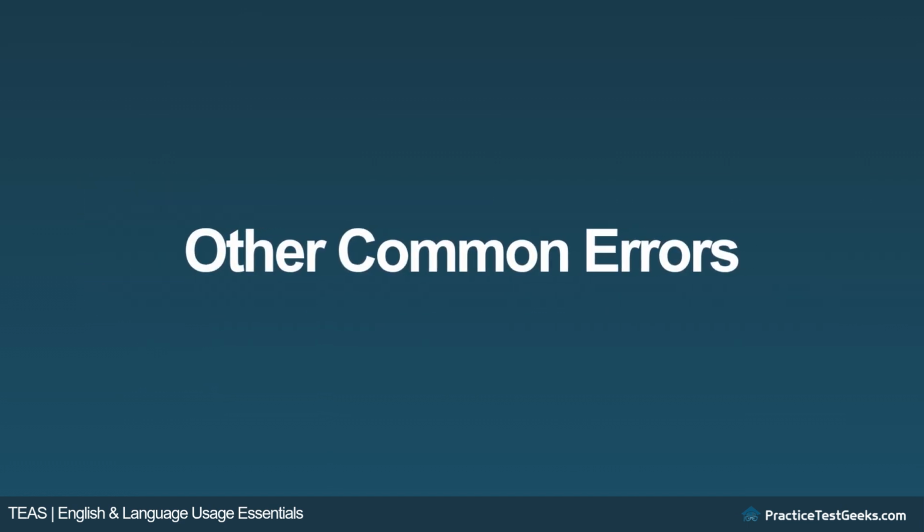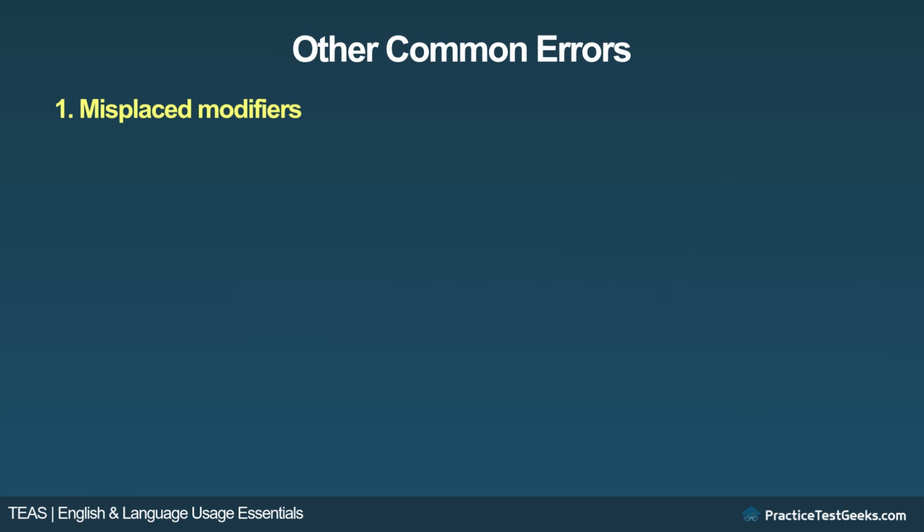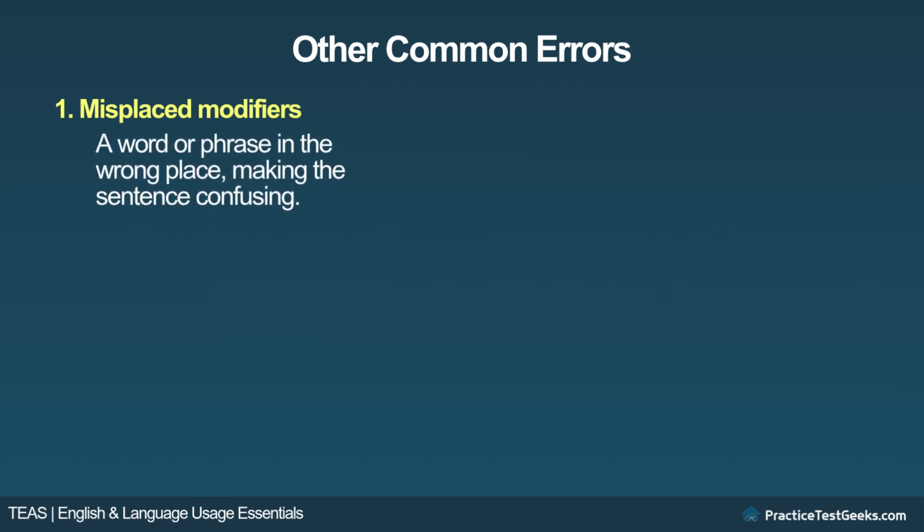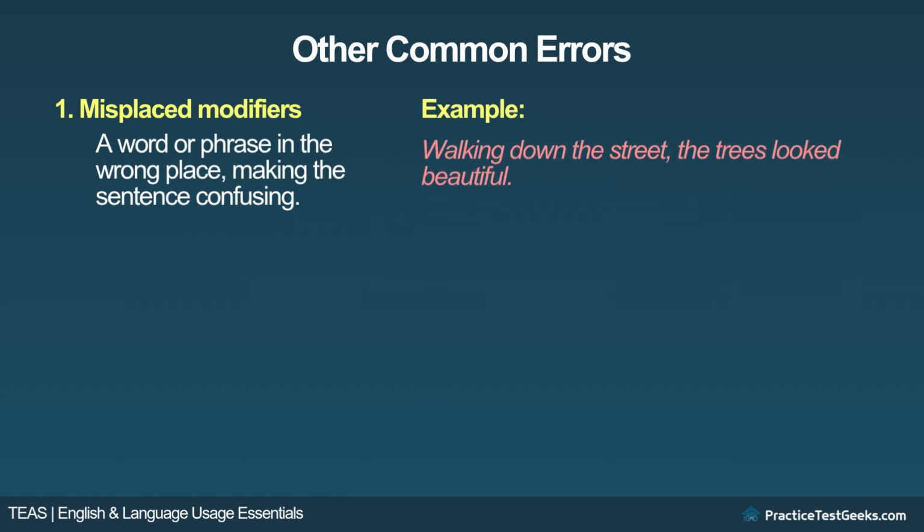Let's wrap up with a few more common errors that show up in sentence structure questions. Misplaced modifiers. A word or phrase in the wrong place, making the sentence confusing. For example, walking down the street, the trees looked beautiful. Correct structure. Walking down the street, I saw the beautiful trees.